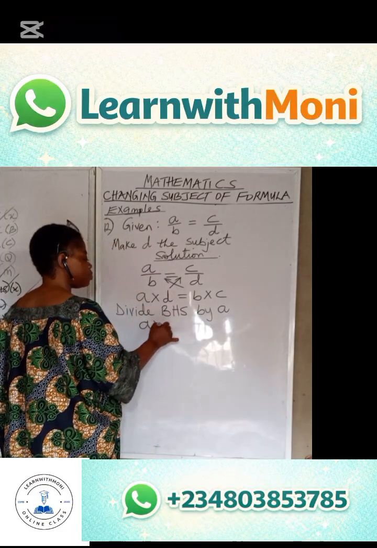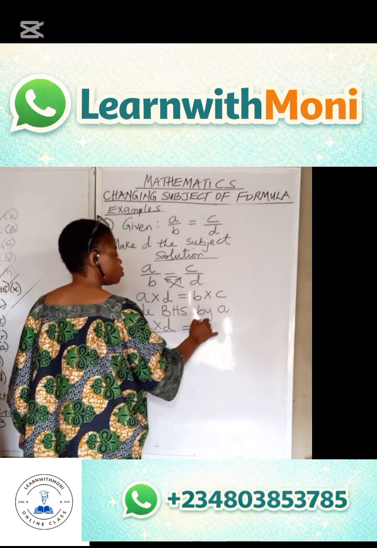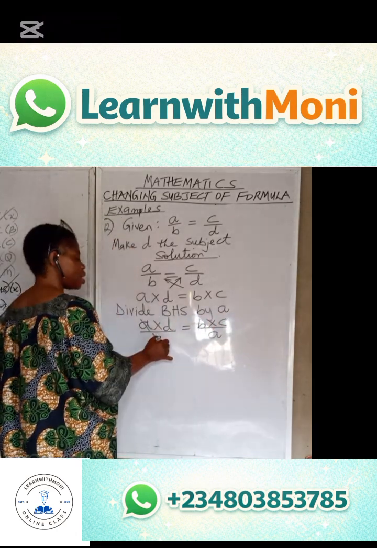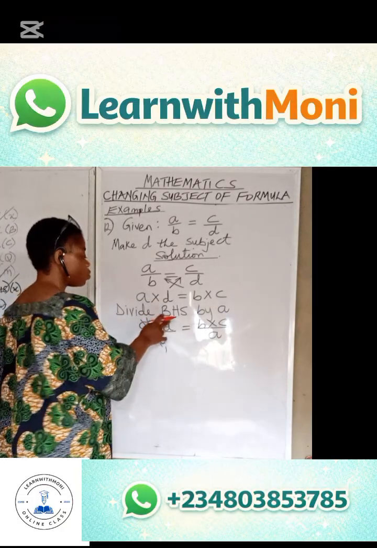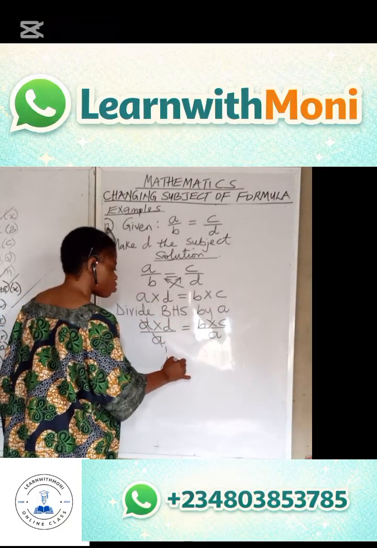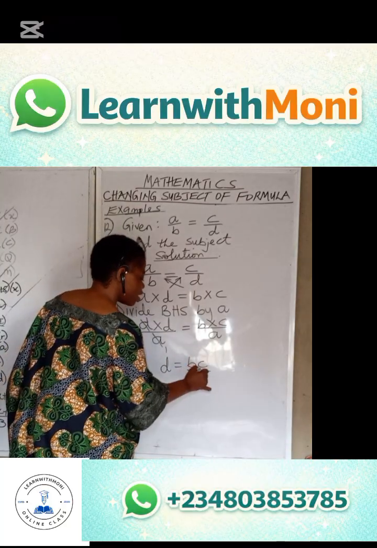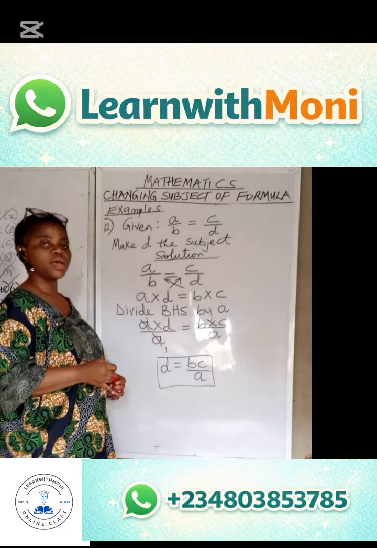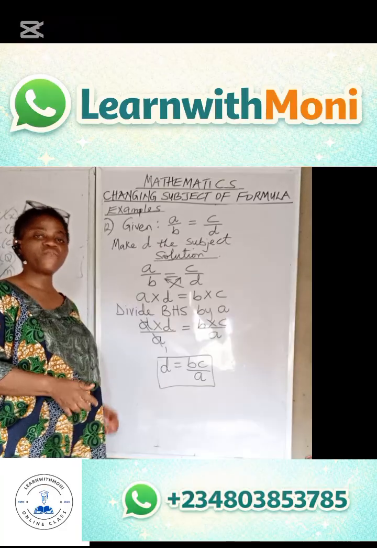This means A times D divided by A equals B times C divided by A. A divides A once, A divides A once. So we are left with D equals B times C, which is BC over A, BC divided by A. With that, we have made D the subject of the formula.